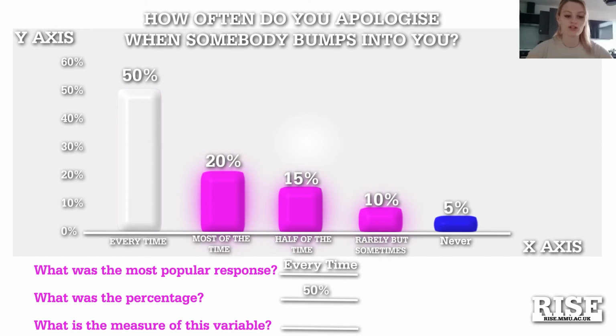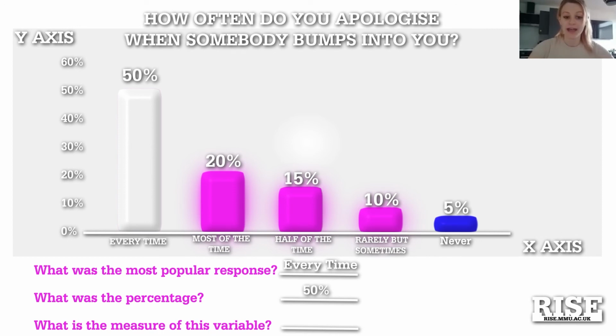And the final question says, what is the measure of this variable? So thinking back to what we've already learned about the different measures, we've looked at nominal, we've looked at ordinal, and we've looked at scale. So if you need to refer back to the definitions, by all means do, but we're going to have a look at what the question was asking and what the responses were from the people that were asked.